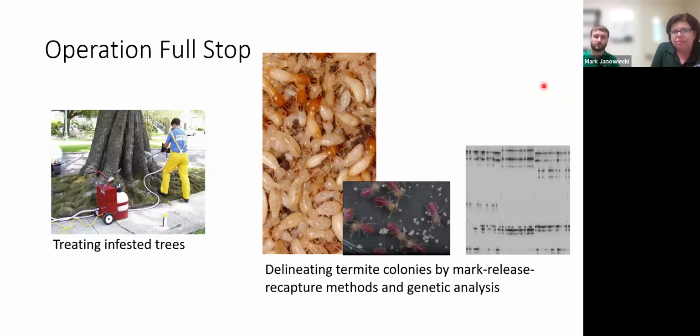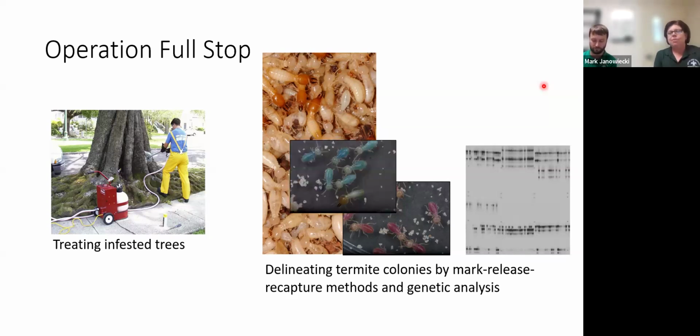And the huge research component of this project was to be able to delineate these colonies, so be able to track their foraging territories, tell different colonies apart. Some buildings, you had just one termite colony infesting it. Other buildings, you could have 5. You just never knew. So we delineated termite colonies by both mark-release recapture methods and genetic analysis. So genetic analysis is just like what it says. You can take termite samples from 2 different locations, look at their DNA, and be able to tell the colonies apart.